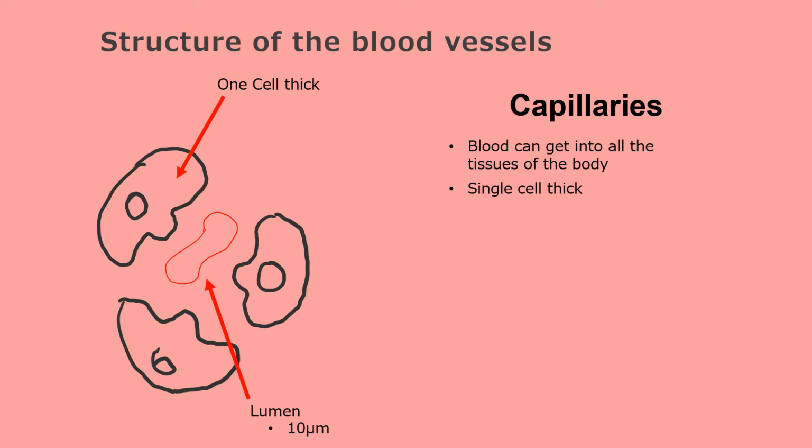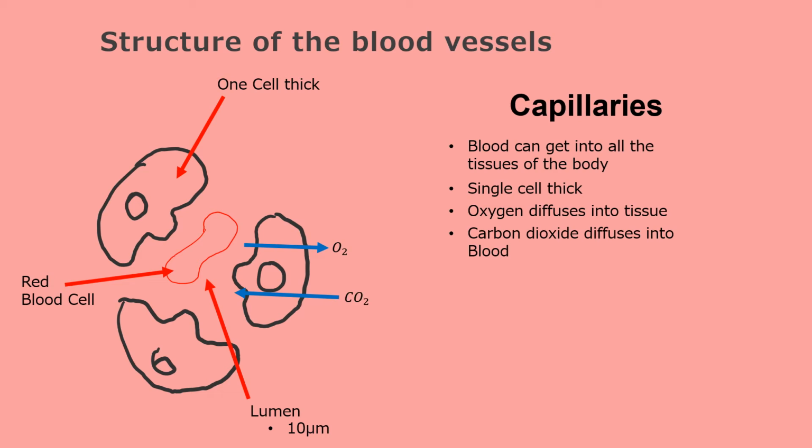Now that's a large enough diameter to allow red blood cells to travel through, and white blood cells and the other components of the blood, and enable it to get in between cells inside tissues. It allows a short diffusion pathway to let oxygen diffuse out from our hemoglobin in our red blood cells, and to allow the carbon dioxide to diffuse into the blood. Some is taken up by red blood cells, some diffuses directly into the plasma.